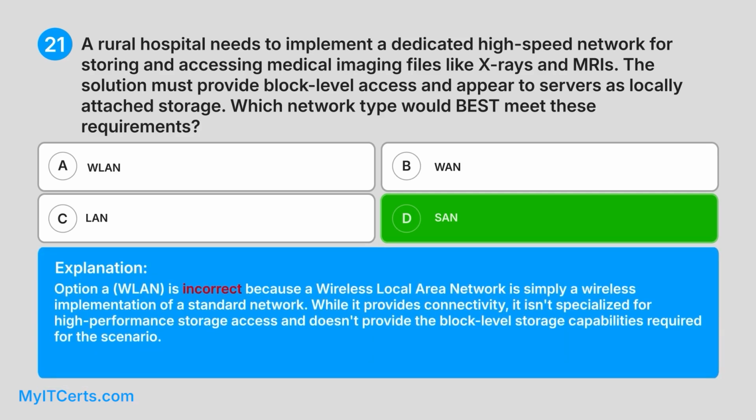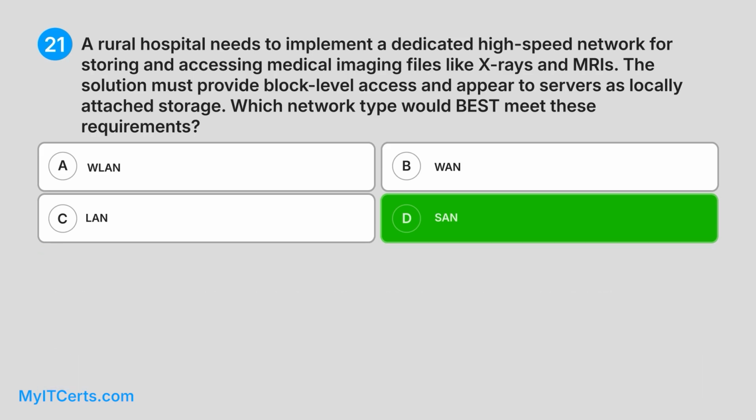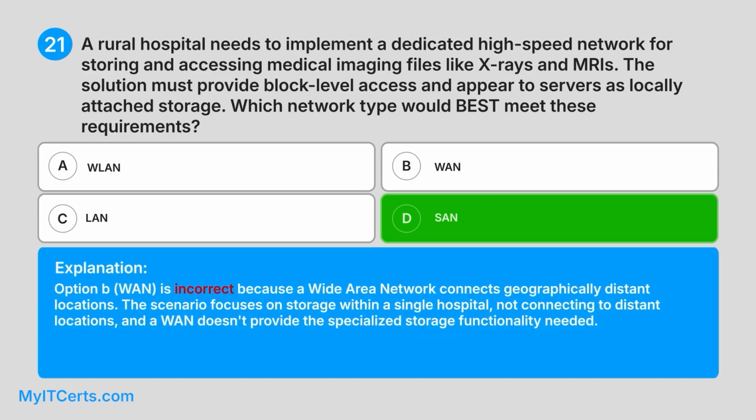Option A, WLAN, is incorrect because a wireless local area network is simply a wireless implementation of a standard network. While it provides connectivity, it isn't specialized for high-performance storage access and doesn't provide the block-level storage capabilities required for the scenario. Option B, WAN, is incorrect because a wide area network connects geographically distant locations. The scenario focuses on storage within a single hospital, not connecting to distant locations, and a WAN doesn't provide the specialized storage functionality needed.